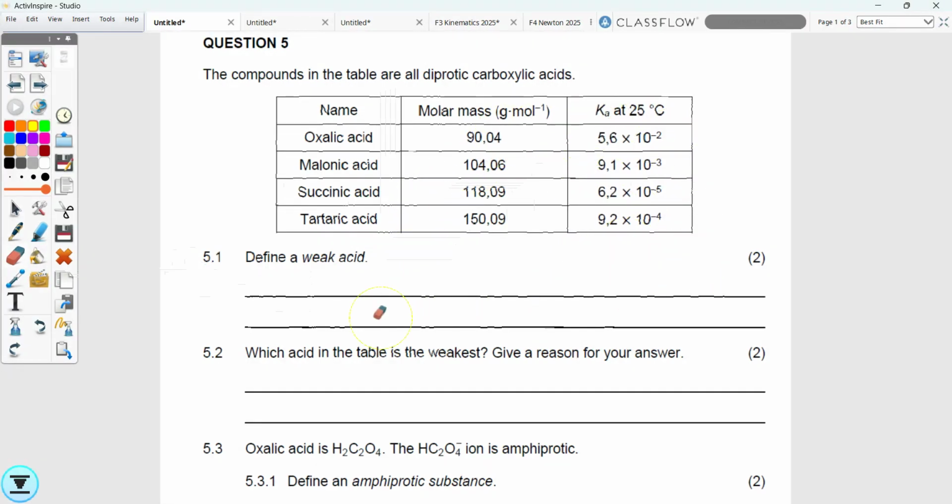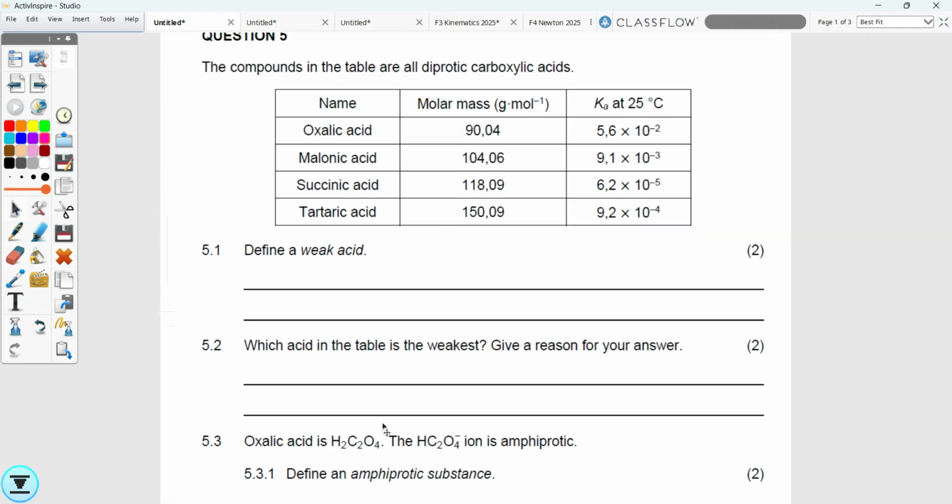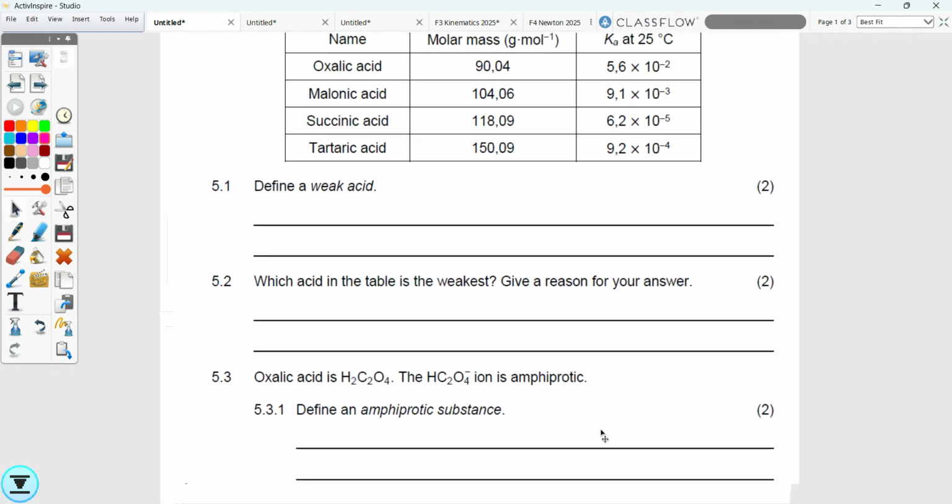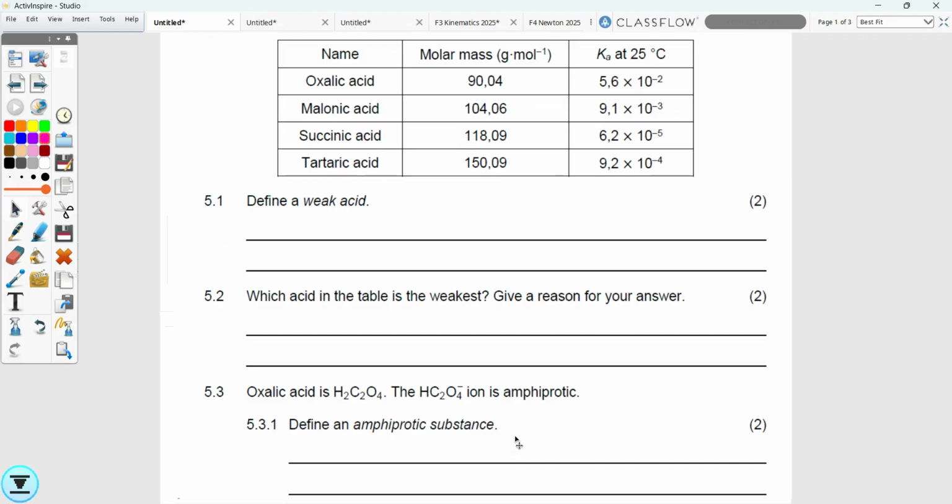The next question says, define an amphiprotic substance. The substance that can act as either an acid or a base. Acid or a base. So now they tell you here, oxalic acid is this, and that is amphiprotic. So they're giving you the oxalic acid.